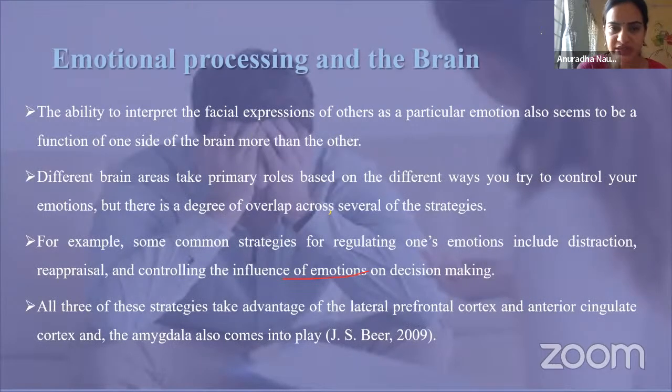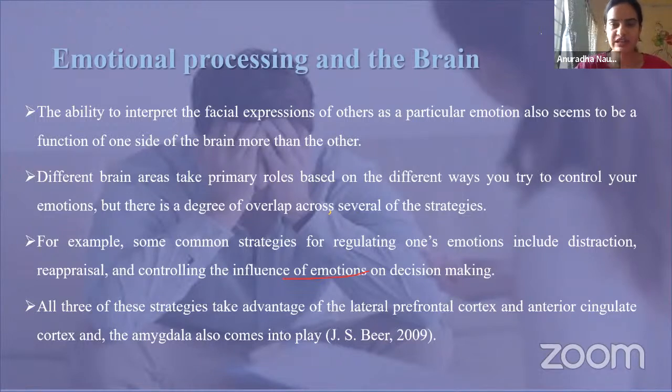The ability to interpret the facial expressions of others as a particular emotion also seems to be a function of one side of the brain more than the other. Different brain areas take primary roles based on different ways you try to control your emotions, but there is a degree of overlap across several of the strategies. For example, some common strategies for regulating one's emotions include distraction, reappraisal, and controlling the influence of emotion on decision making. All these strategies take advantage of the lateral prefrontal cortex and anterior cingulate cortex, and the amygdala also comes into play.